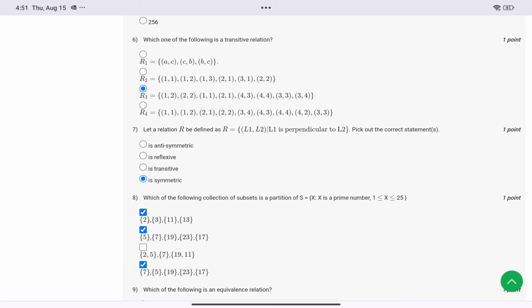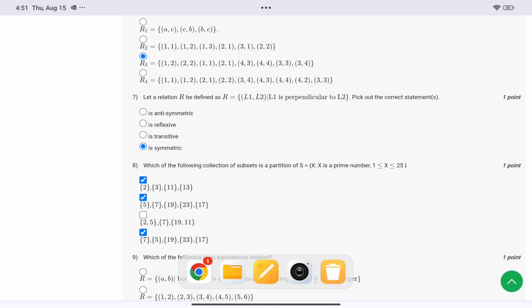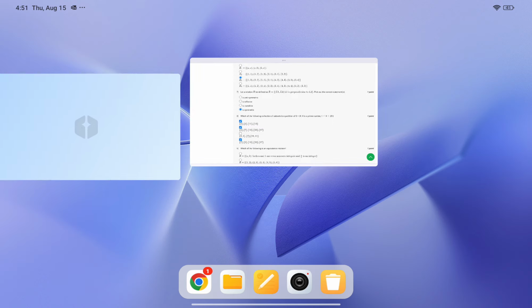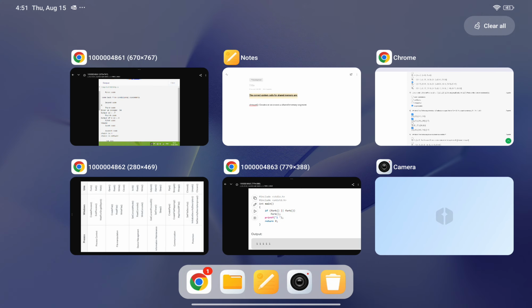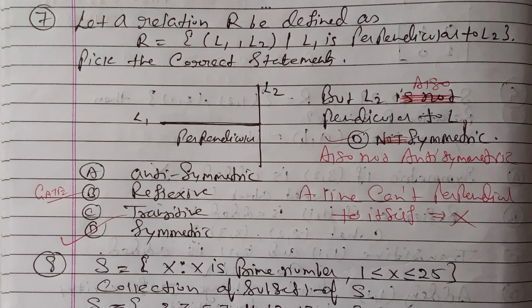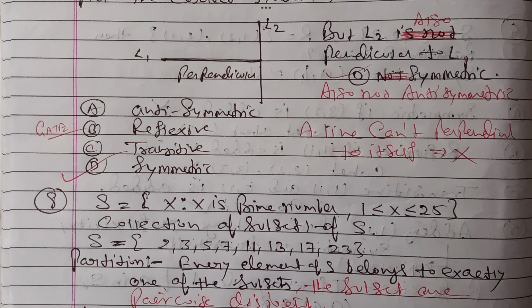Now next, he is asking R is equal to (L1, L2) where L1 is perpendicular to L2. Then he is asking whether it is anti-symmetric, reflexive, transitive, or symmetric. So it is symmetric. Why? Because L1 is perpendicular to L2. If one line is perpendicular to another line, then the other line is also perpendicular to it. If L1 is perpendicular to L2, then L2 is also perpendicular to L1. So according to this property, this is symmetric.